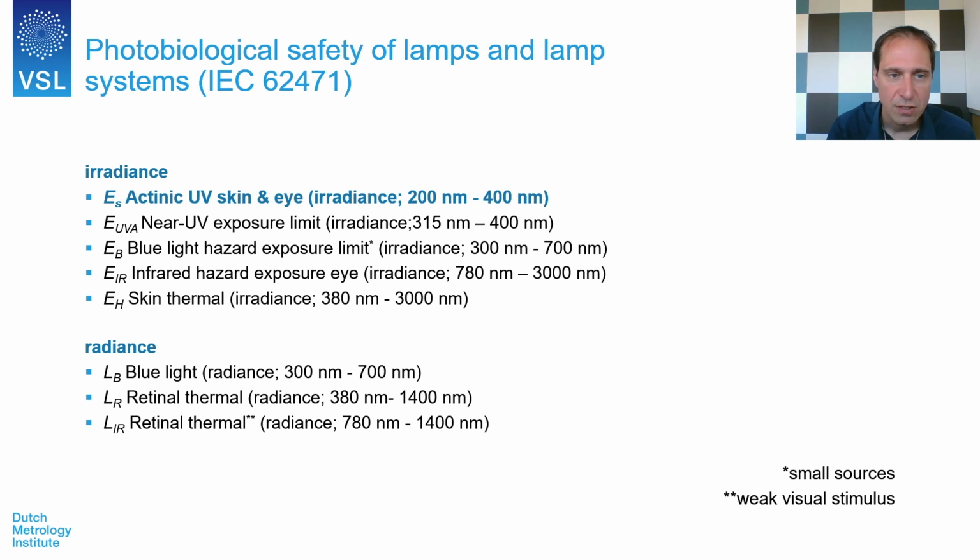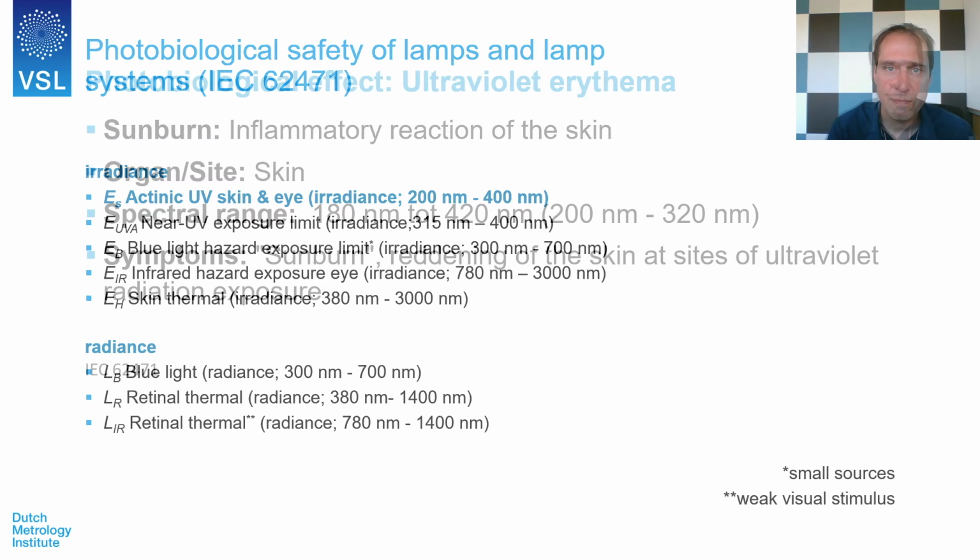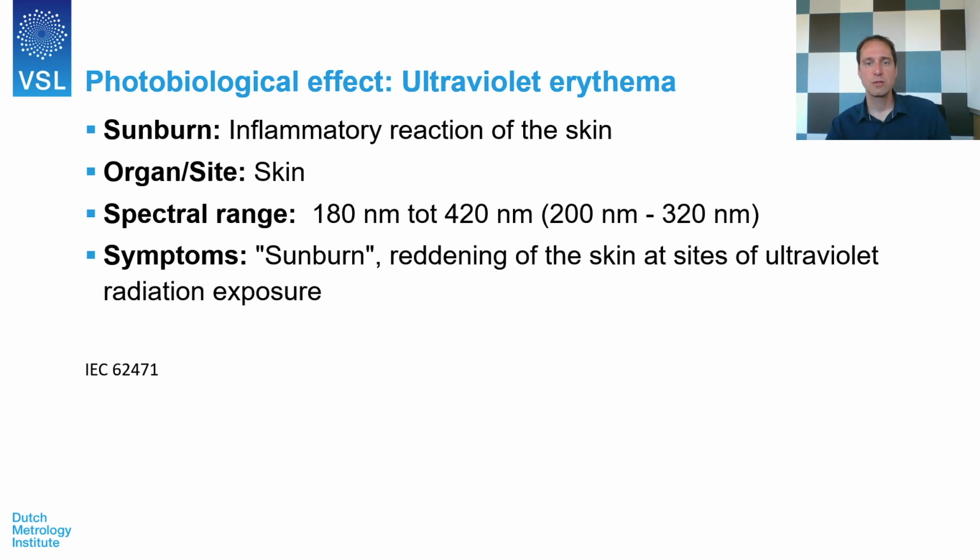In this presentation I will further talk about the first item that you see highlighted here, involving actinic UV of eye and skin. First, I would like to highlight two photobiological effects that can occur due to ultraviolet radiation. The first and most well known is referred to as ultraviolet erythema, also known as sunburn. It is induced by ultraviolet radiation, mainly in the wavelength range of 200 to 320 nanometers. The symptoms are pretty similar to sunburn, so reddening of the skin at the site of UV radiation exposure.